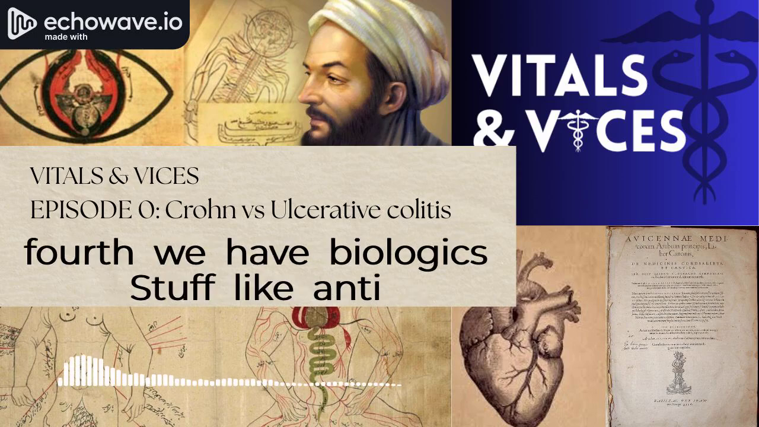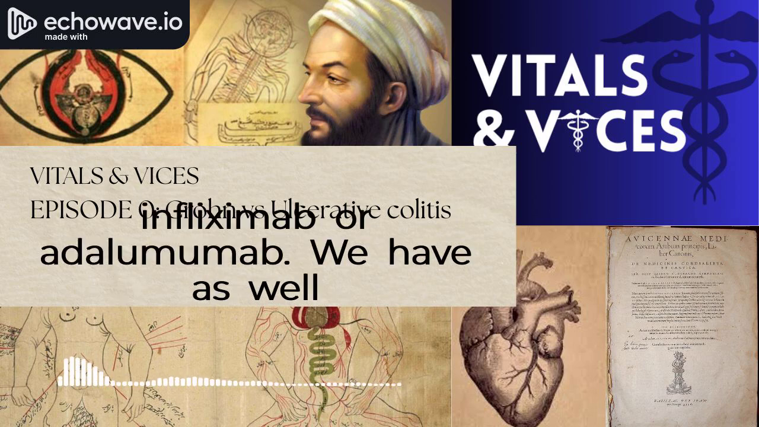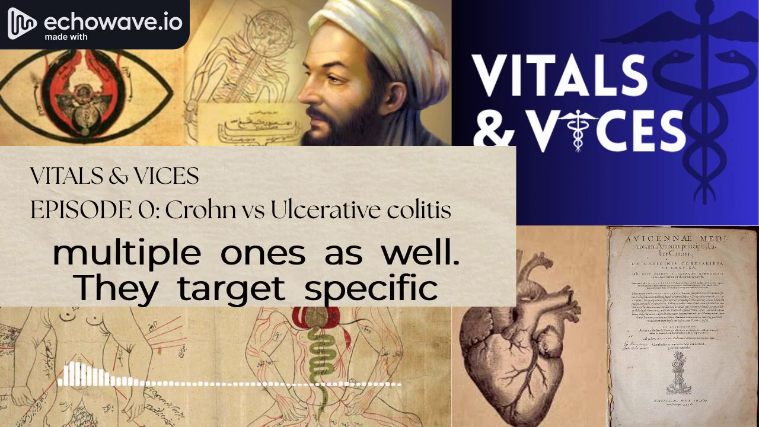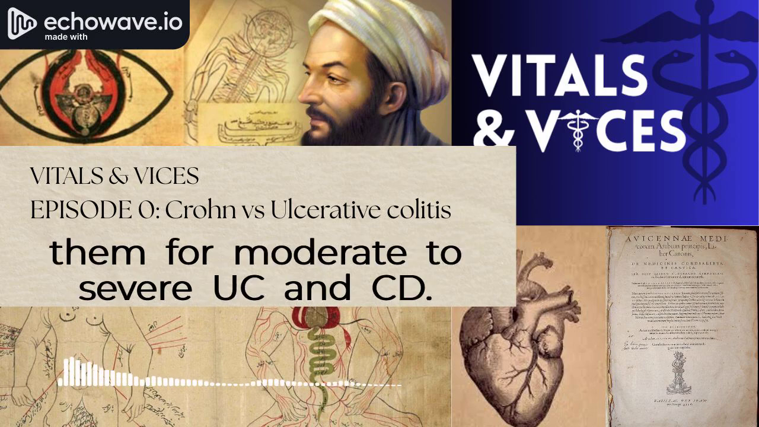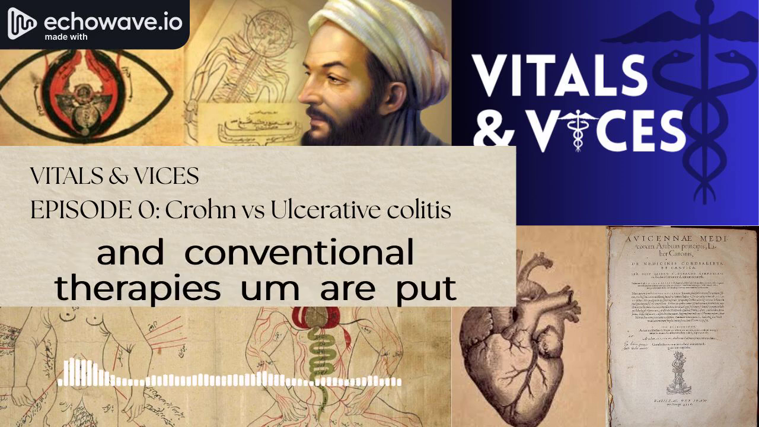Fourth, we have biologics, stuff like anti-TNF alpha agents. For example, we have infliximab or adalimumab. We have as well anti-integrin agents like vedolizumab and multiple ones as well. They target specific inflammatory pathways, and we usually use them for moderate to severe UC and CD, especially if unresponsive to conventional therapies.